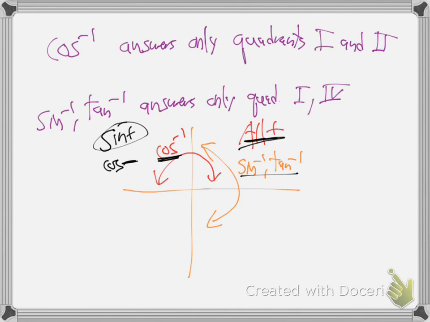So that's why they use the fourth, because all students take calculus. Cosine is positive here, which means sine and tangent are both negative. That's why sine inverse and tangent inverse use the fourth quadrant for their negative values. That's what it is. That's what we're doing.